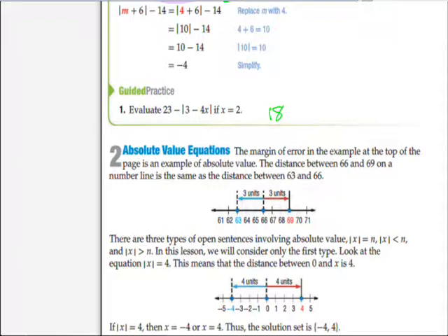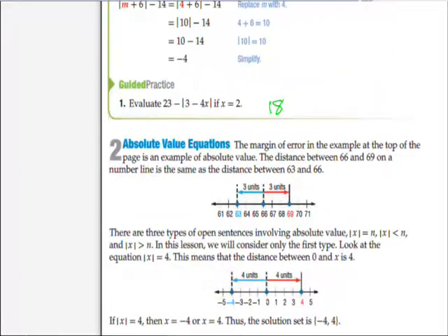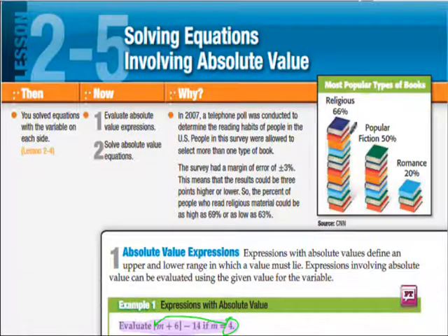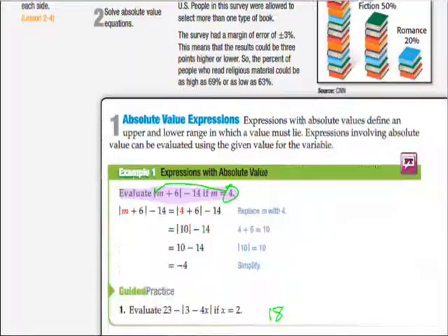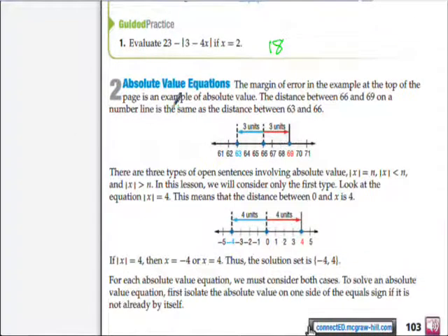The margin of error in the example at the top of the page, that's all the way up here, where we had margin of error. Margin of error problems are examples of how we use absolute value within word problems within math. Okay, so the distance between 66 and 69 on a number line is the same as the distance between 63 and 66. Like you guys obviously know that.